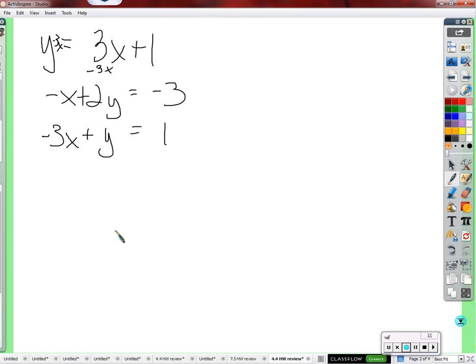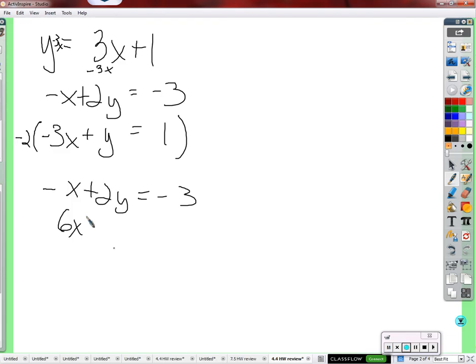Can you multiply by 2 on the bottom? Negative 2 on the bottom. So you and Aiden are having the same thoughts here. Multiply by negative 2 so that you get the y's to cancel out. So we have negative x plus 2y, just rewriting the first equation. Negative 2 times negative 3 is positive 6x.